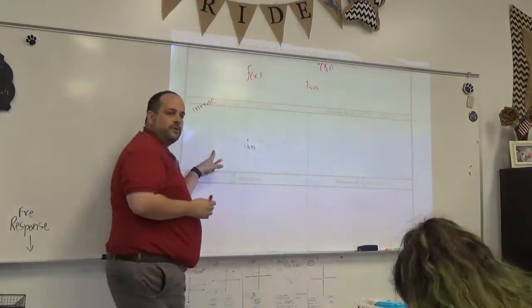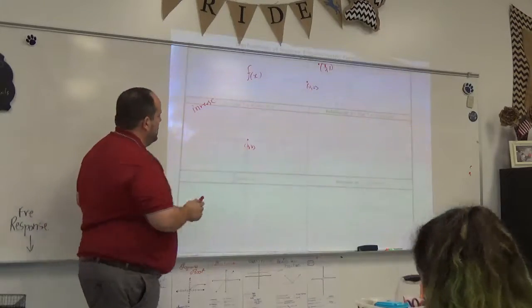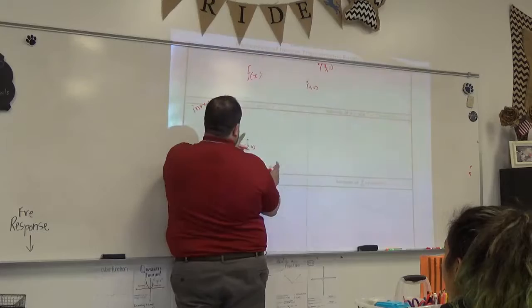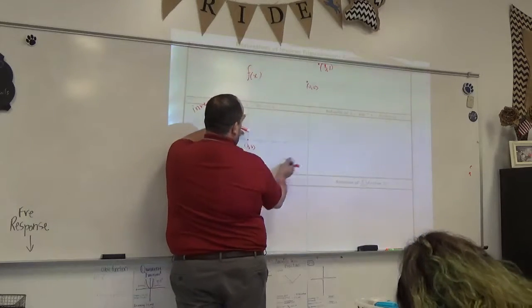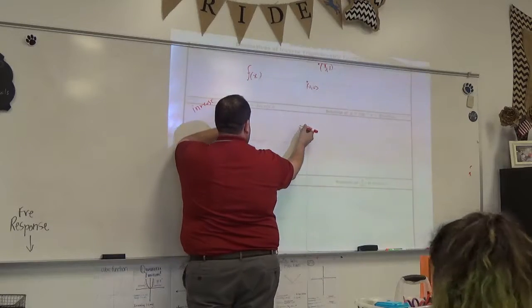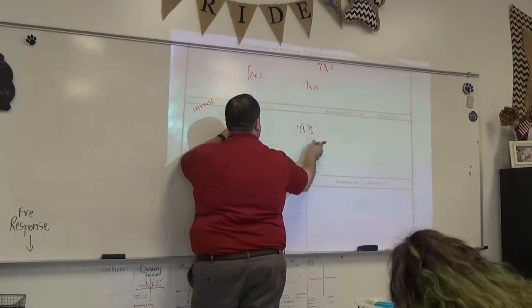Come over to the inverse graph. That point is no longer pi over 2, 1. On the inverse, it should be 1, pi over 2. On your graph, is this pi over 2 up here? This one? Yeah. Okay, so the point 1 comma pi over 2.